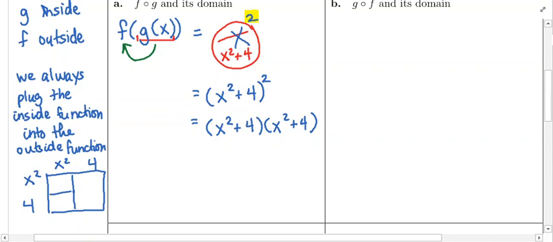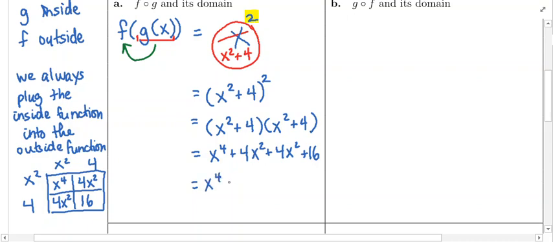Multiply each pair together. So x squared times x squared is going to be x to the 4th. X squared times 4 is going to be 4x squared. 4 times x squared is going to be 4 times x squared. 4 times 4 is 16. So this is going to give you x to the 4th plus 4x squared plus 4x squared plus 16. If I combine like terms, f of g of x is going to be x to the 4th plus 8x squared plus 16. Okay, this is the answer for f of g of x.